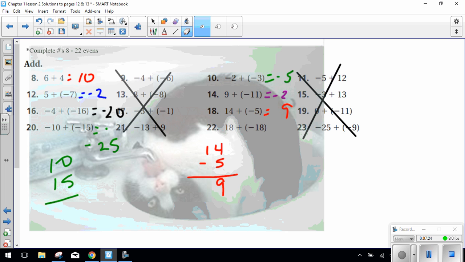Let's clean this up here. Okay, and number 22, we have 18 plus negative 18. Okay, it's very important to be aware of inverses, so you're not spending time adding and subtracting and using up time you really don't need to be using to solve some of these questions. When you see inverses of each other, they're automatically 0. They're not positive 0, not negative 0, just 0.